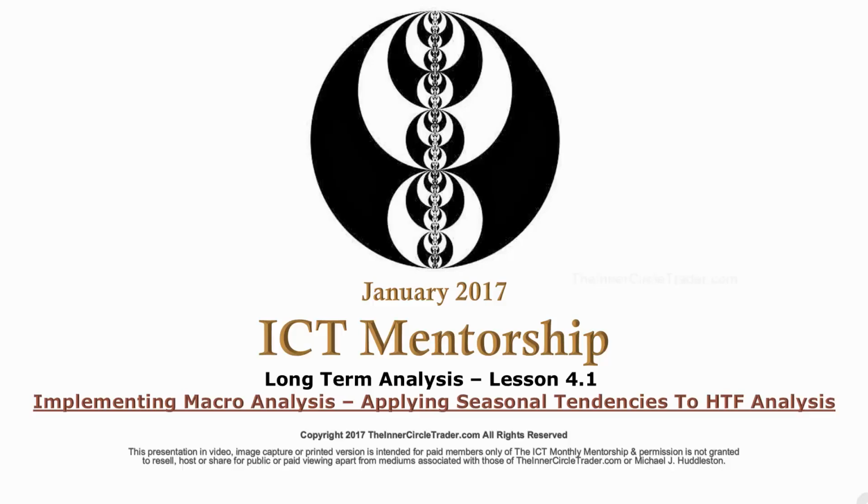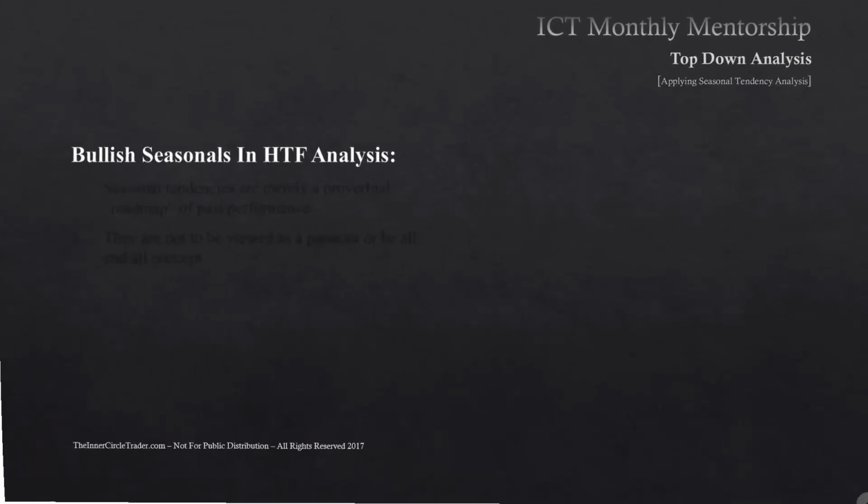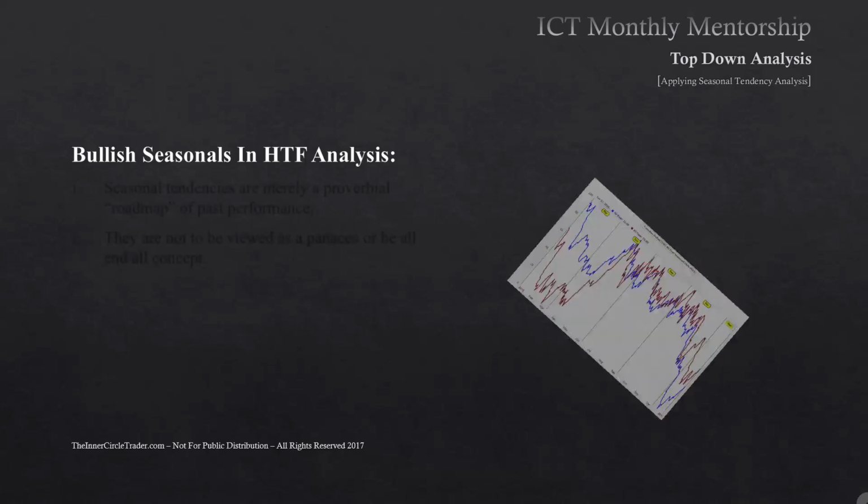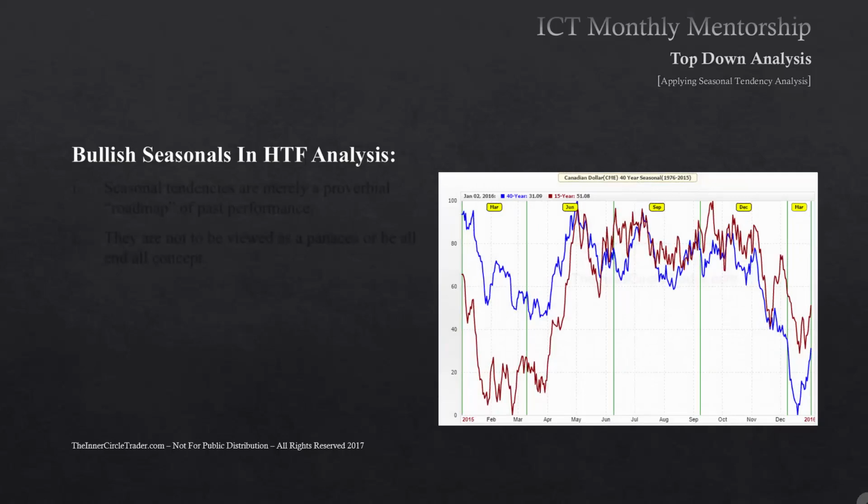Teaching applying seasonal tendencies to higher time frame analysis. This module is going to be teaching bullish seasonals in higher time frame analysis. Okay, you've probably seen this chart before.